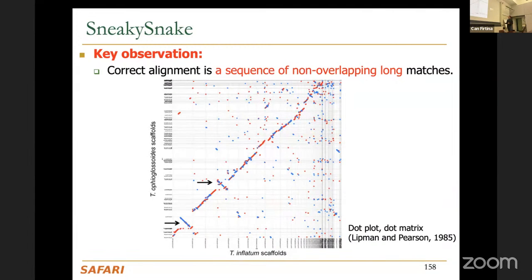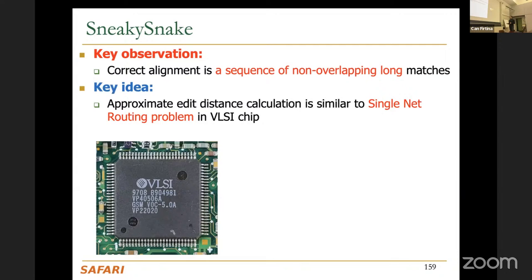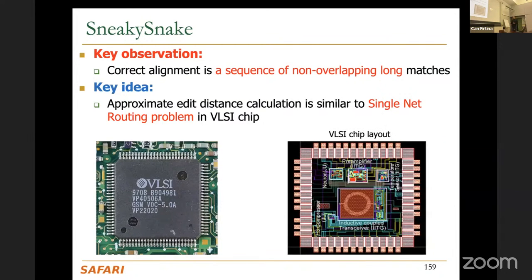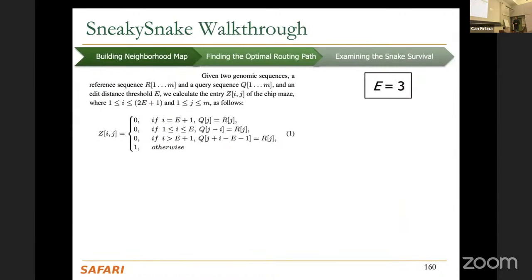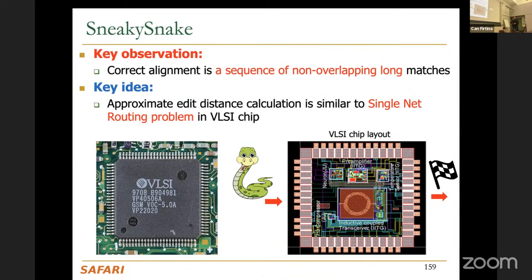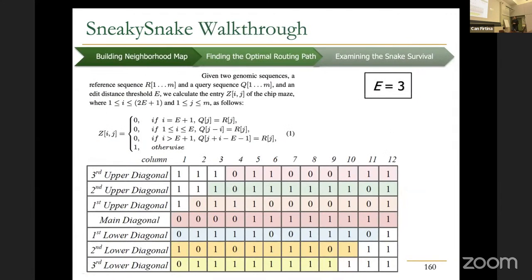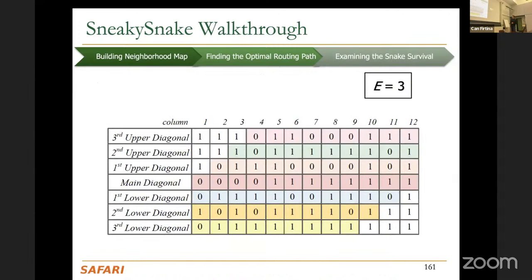In dynamic programming alignment, the goal is really to figure out the sequence of non-overlapping regions that are matches. When you look at this diagonal, if you see long matches, this means that is a nice match between the sequences. So we want to figure this out in the alignment. This is really similar to the single net routing problem as well. You get a signal and then you figure out the route that the signal will take through the chip. There are algorithms to solve that, and a similar problem is reduced to the genomic sequence calculation as well. And this is how it is done.